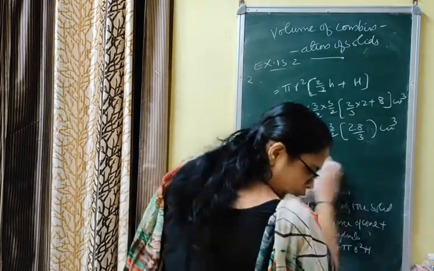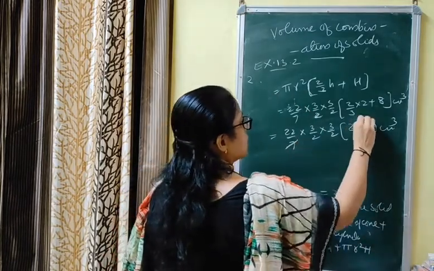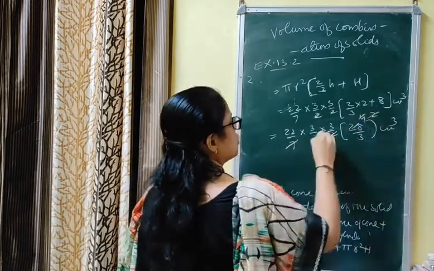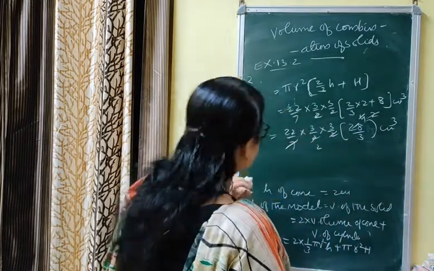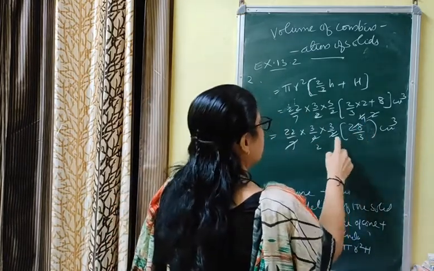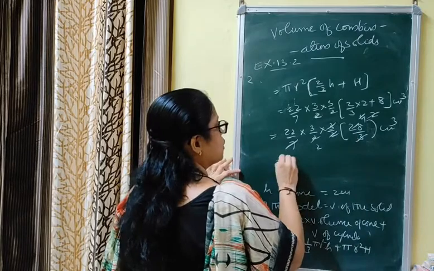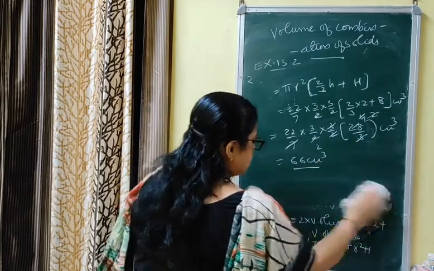Now, what can be cancelled? This is getting cancelled 4 times. This is 2 times. This is 2 times. Now what is remaining? 7 4s are 28. Again 1 3 is also getting cancelled, that is 22 into 3 is 66 centimeter cube. This is the second question.